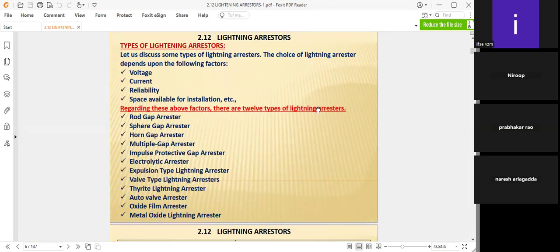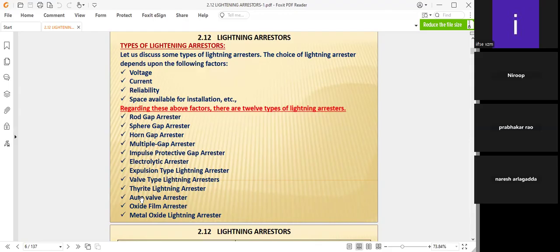There are 12 types of lightning arresters, but normally only one or two types are what we are discussing. The function is very important here: rod gap arresters, spear gap arresters. They will be coming in the slides also. I have collected some figures also, so then you can understand what the rod gap arrester is.